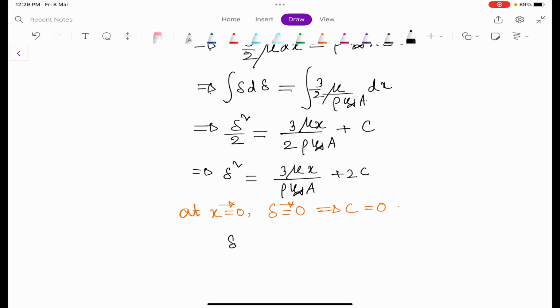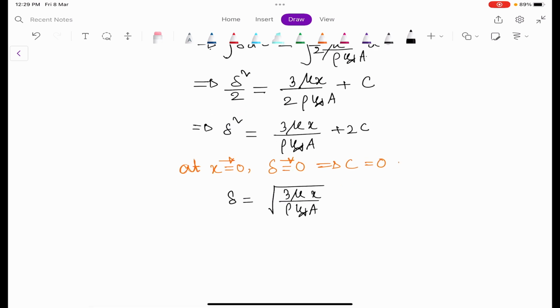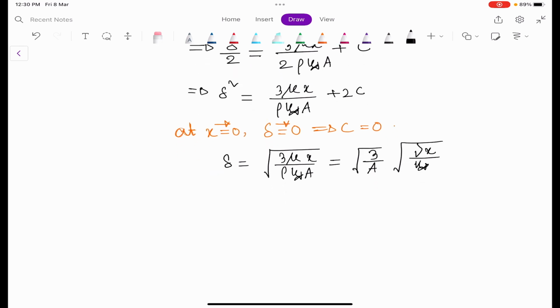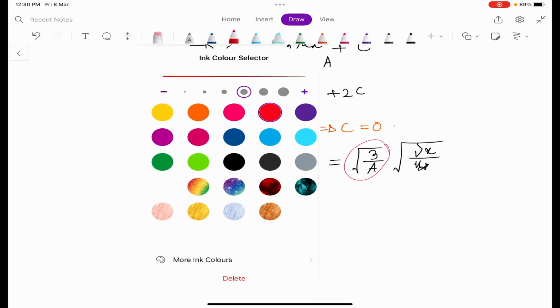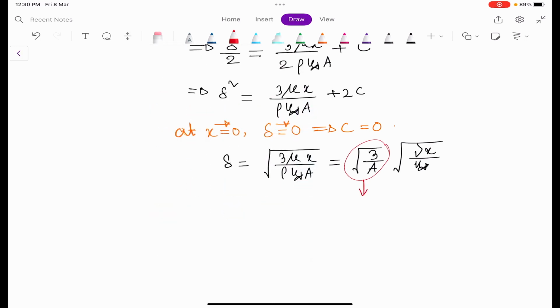So then we get delta is equal to root over of 3 mu x by this thing, okay. And if you further manipulate it, so then root over of 3 by a, and you have mu by rho equal to nu x by u infinity, right. So see, we got the same variation from the scaling analysis, and here we got this constant as 3 by a. Now if you do the integration and find the value of a, then you will find that this will be approximately 4.64.